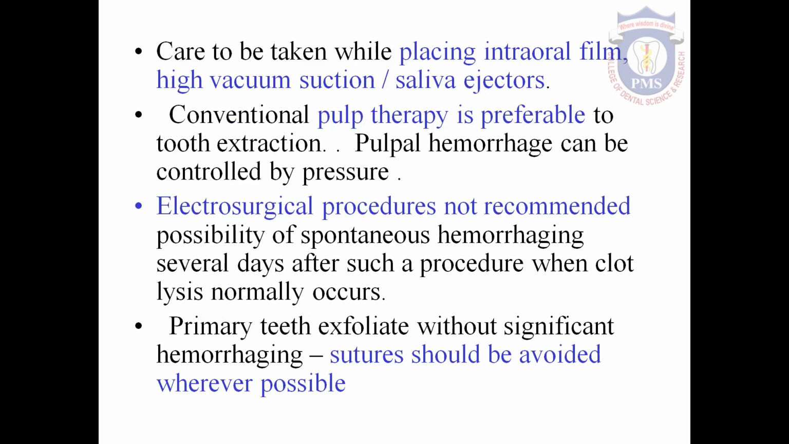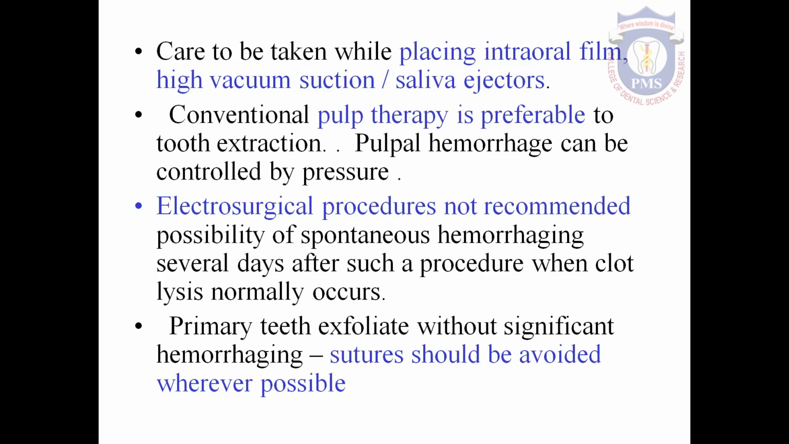Care should be taken while placing intraoral films, high vacuum suctions, and saliva ejectors, because all these contain sharp edges which can traumatize the soft tissue. If the soft tissue is traumatized, it can induce bleeding. And tooth extraction is not preferred in hemophilic patients. So whenever conventional pulp therapy can be done, it is preferred over tooth extraction. And pulpal hemorrhage can be controlled by pressure.